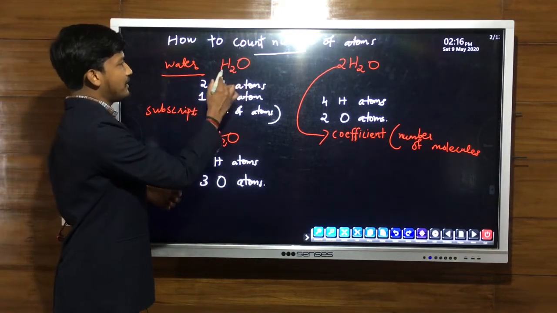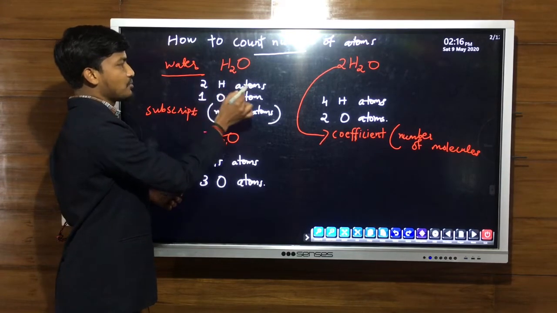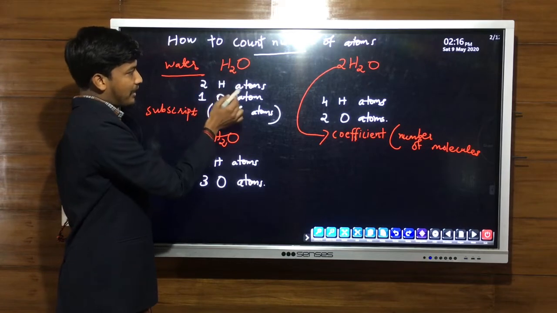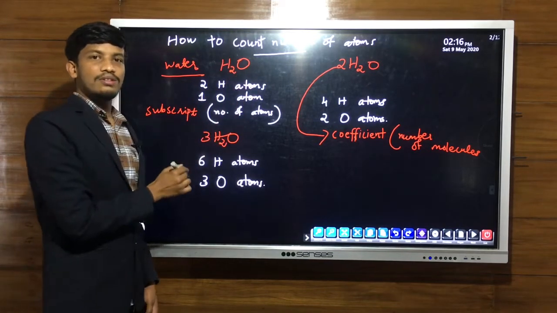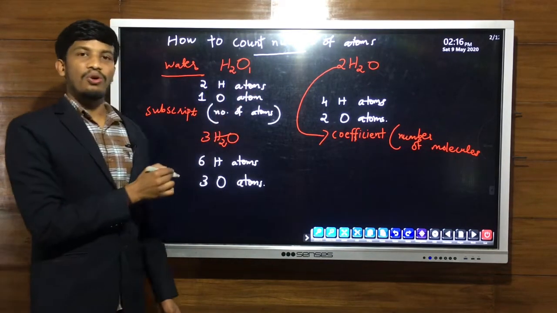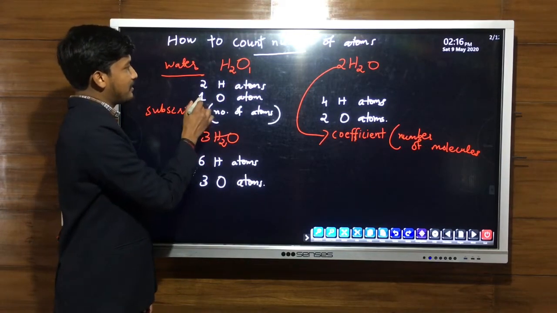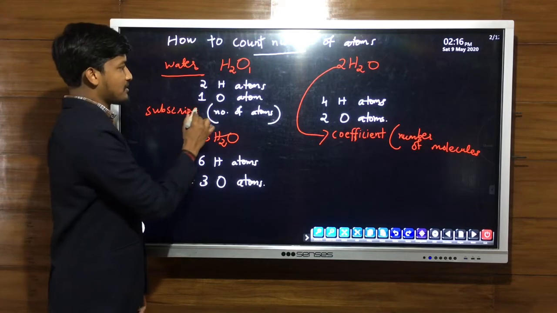In H2O, how many hydrogen atoms? 2 hydrogen atoms, because of hydrogen subscript 2. So there are 2 hydrogen atoms and O. That is H2O1. No number. With oxygen, no subscript, no number. Therefore, 1. So 1 oxygen atom.